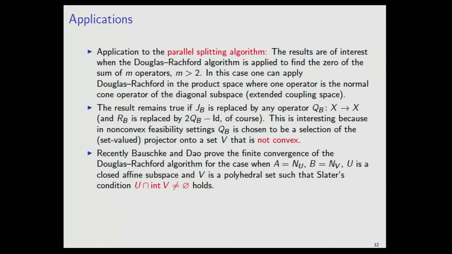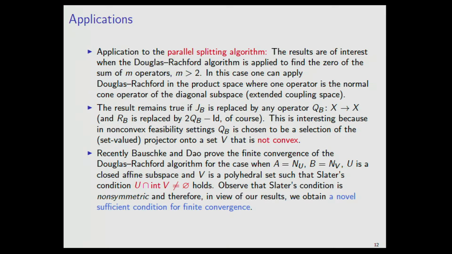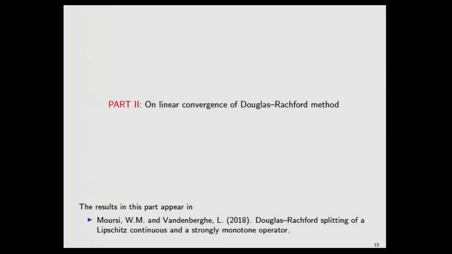There's a recent work on finite convergence by Bauschke and Dao, and in that paper, they required a certain order to prove finite convergence. They look at finite convergence when solving a convex feasibility problem with a polyhedral set and an affine subspace. The sufficient condition is non-symmetric in U and V, and using this result, we can now guarantee finite convergence for the other order. So that was the first part of the talk.